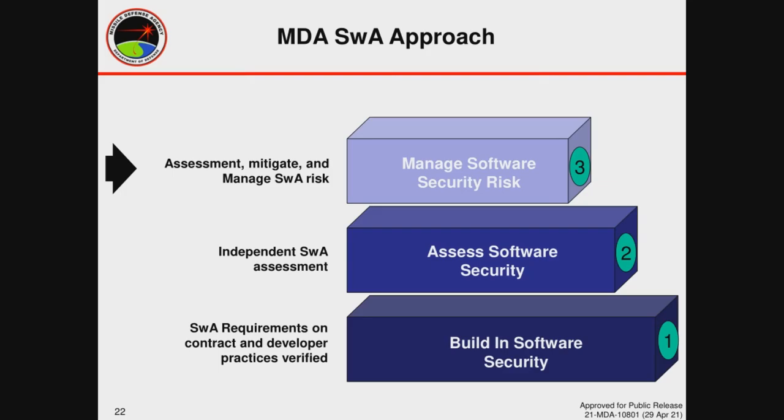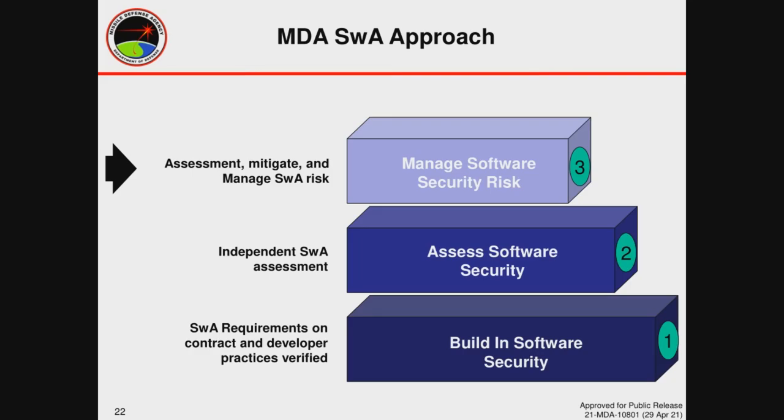This is the last step of our three-step process that incorporates software assurance into our engineering and business practices. Remember, step one built in software security. Step two described how we independently assess the software's security. In this last step, it's an explicit discussion of risk. How do we manage the software security risk?